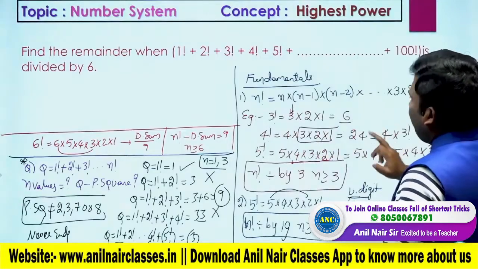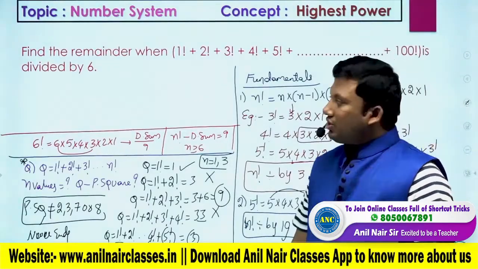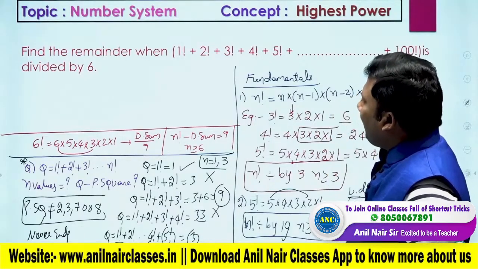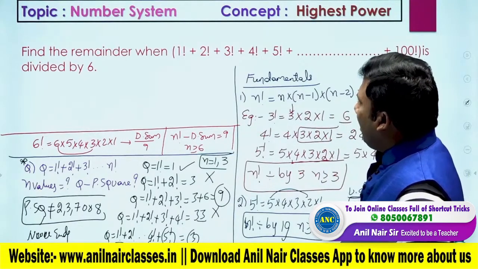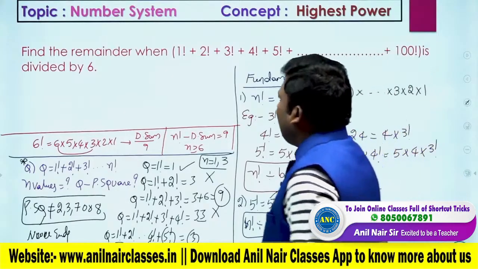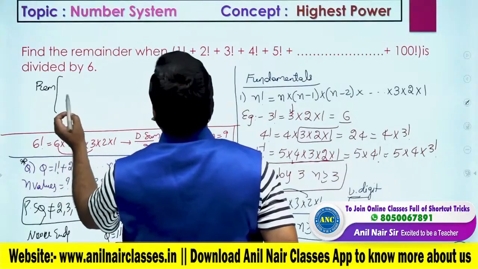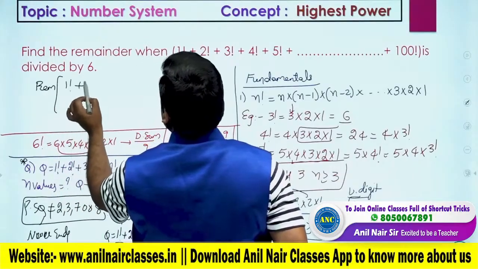Now we will solve the first question. Find the remainder when 1 factorial plus 2 factorial plus 3 factorial plus 4 factorial is divided by 6. It is an introductory question. There is another question which I want to solve based upon this.